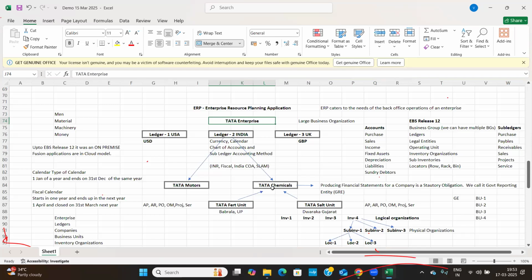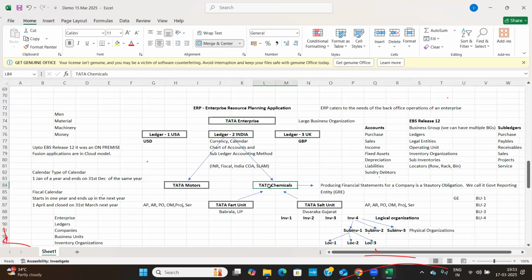And you will be able to get the reports also per company. Because at the end of the year, each company has to file their balance sheet, prepare their balance sheet, financial statements, per company. So the system will accommodate you to get the reports at the company level.